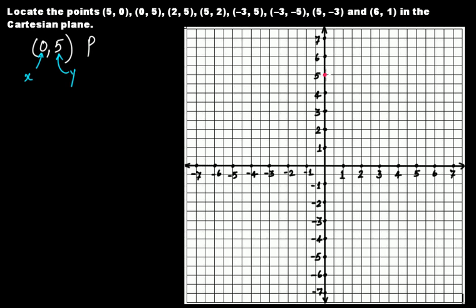This point comes here. Now 0, 5 means that it is actually talking about a point that is on the y-axis and which is 5 units away from the x-axis in the positive direction. So this is 0, 5. 0 means 0 units on the x-axis and 5 means 5 units on the y-axis. This is a point P.